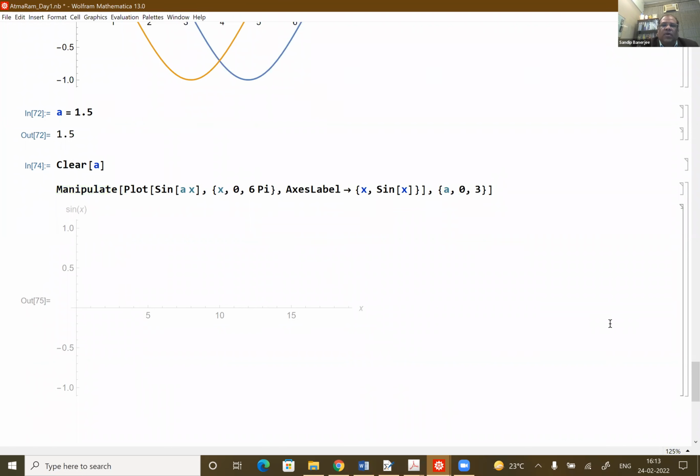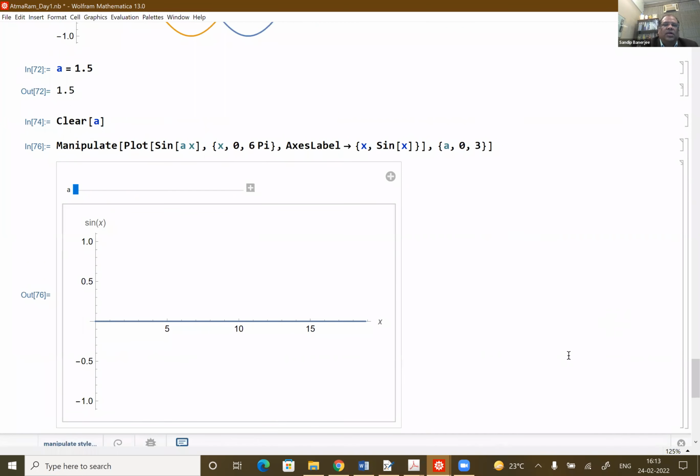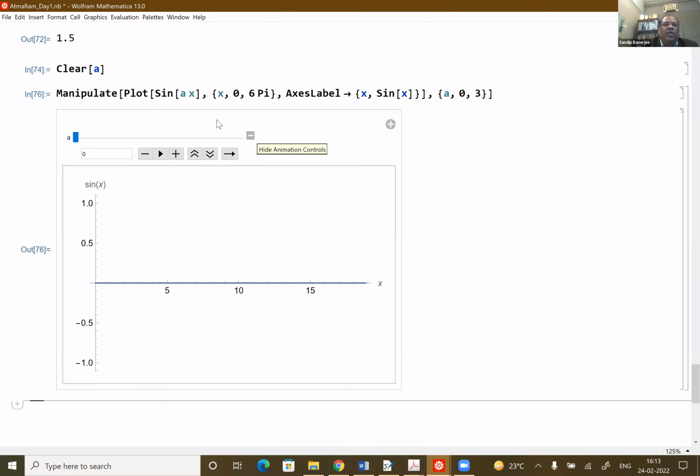Okay, now let's see what is happening. So now what you get is a bar A like this and a plus sign here. You click the plus sign, a movie has been generated actually. So if you click this, that movie will play.